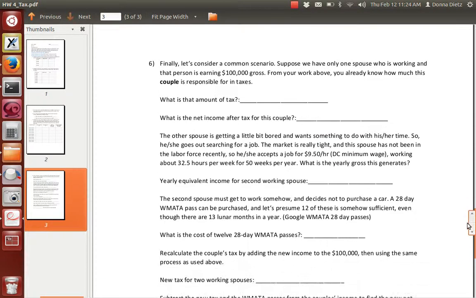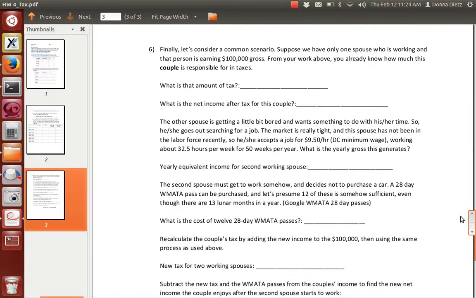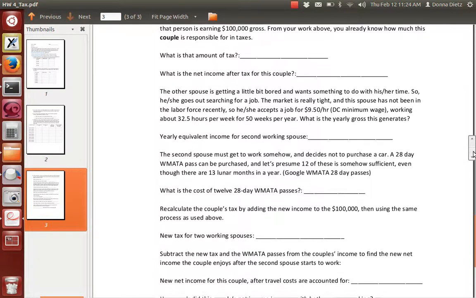And then finally, let's consider a common scenario. Suppose we have one spouse who's working and that person's earning 100,000 gross, and from your work above you already know how much the couple is responsible for in taxes. So it's not a person, it's a couple, so you refer back to your old work and then just copy the number. Net income after tax for this couple, you just take 100,000 and subtract the tax. So you see how much net income they have after tax.